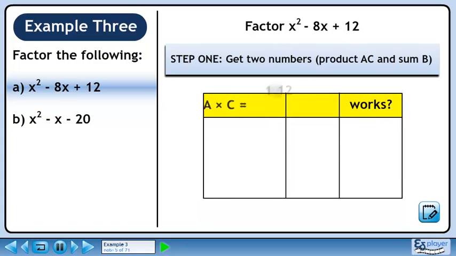A times c is 12. B is minus 8. The first pair of numbers we'll try is 4 and 3. The sum of 4 and 3 is 7. This doesn't work since we need a sum of minus 8.